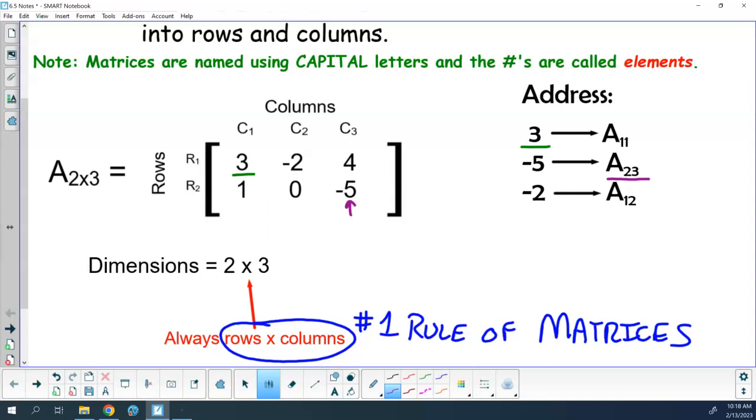Now, the reason that the addresses are so important is, again, on Wednesday, when we're multiplying matrices. If we had address A23, that would be the second row of the first matrix that you're multiplying times the third column on the second matrix that you're multiplying. So those addresses and those elements are extremely important. Again, rows by columns. Always rows, always columns.